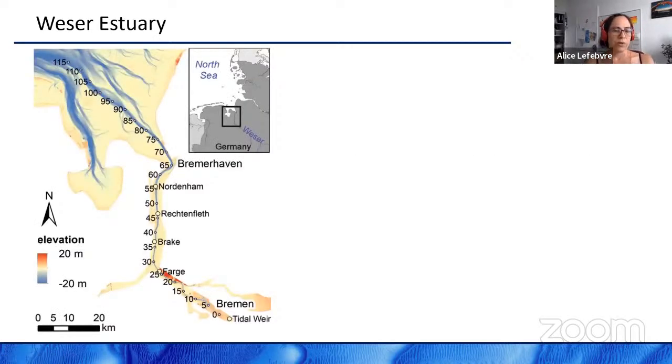Now, the Weser Estuary, you can already maybe hear how I say it. It's situated in Germany. That's why we call it Weser and not Weser. And it is more specifically in northern Germany.